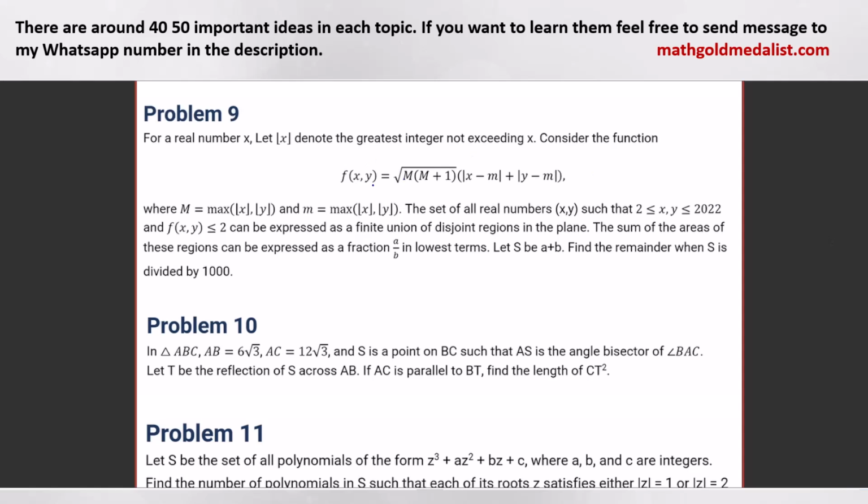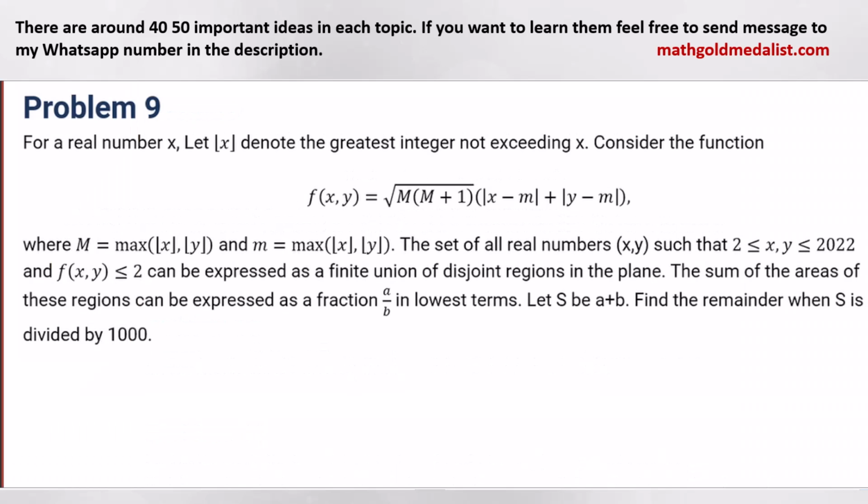Problem 8. Now problem 9. For problem 9, I want to tell you an idea when you have a floor function that is so much useful in AMC, AIME, and other exams. Problem 9, we have this condition, and it says if we consider x and y, floor of x, integer part of x, y, big M, small m, sorry, small m is minimal.